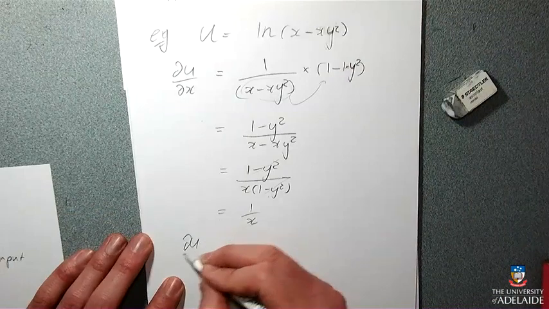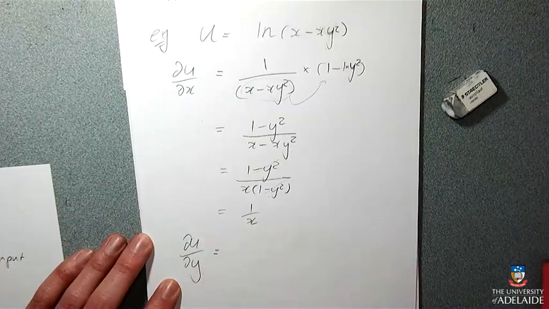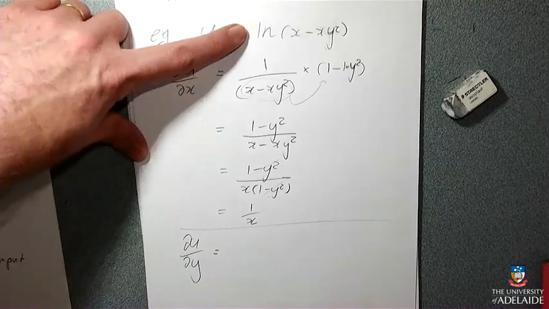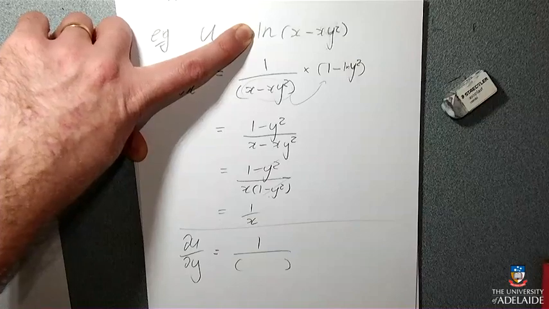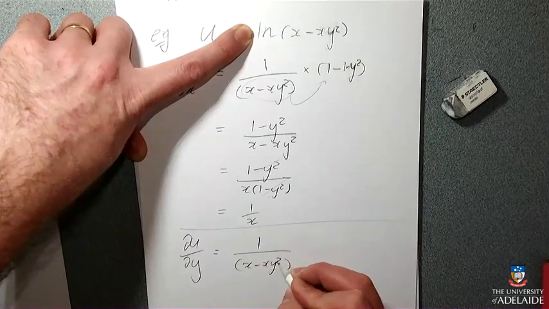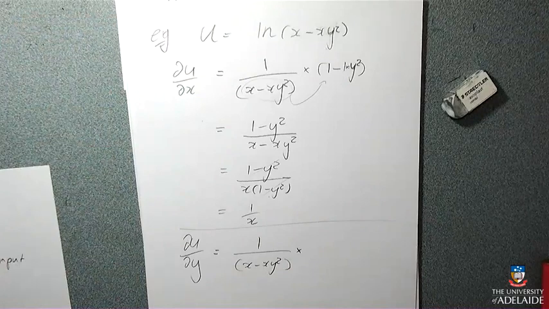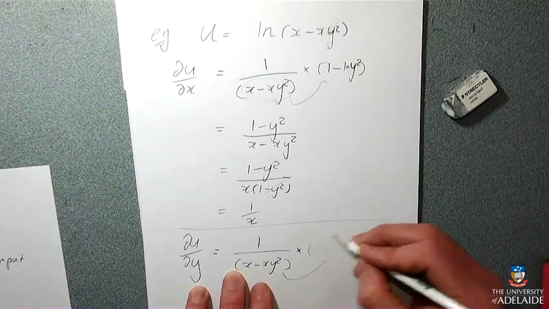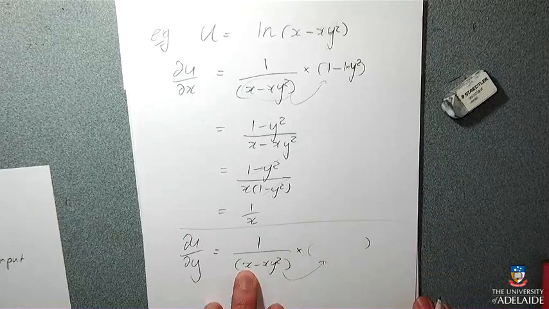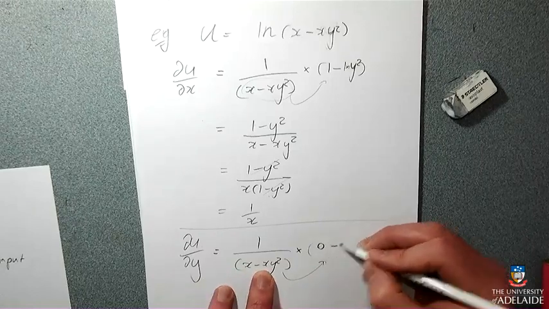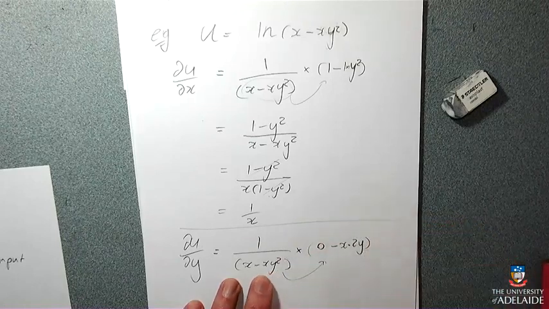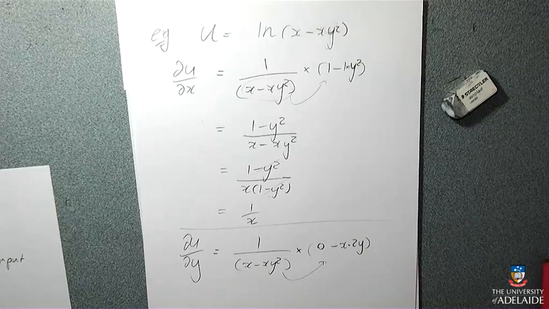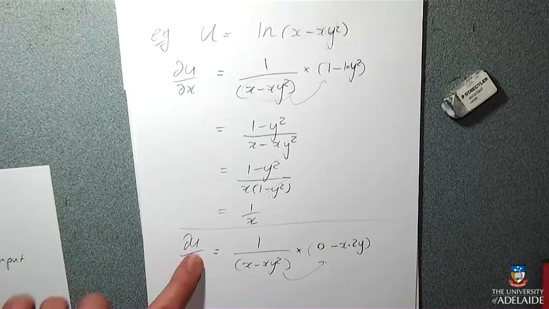So let's try the du on dy this time. So I know that the derivative of ln of anything is always 1 over that thing. And the thing I had was x minus xy squared. And then I have to differentiate this. So the derivative of x is 0. The x is a constant multiplied on, so it will still be there. And the derivative of y squared is 2y. So I know the derivative of x is 0 because it counts as a constant for this derivative because they're doing a dy here.